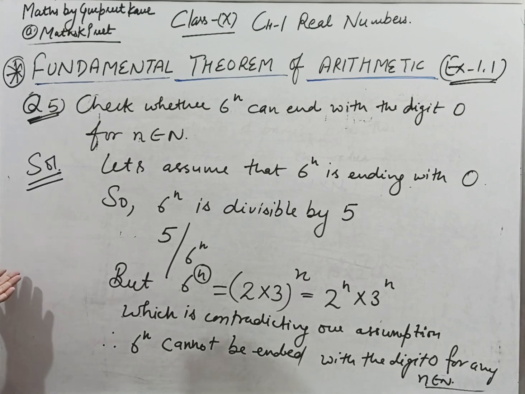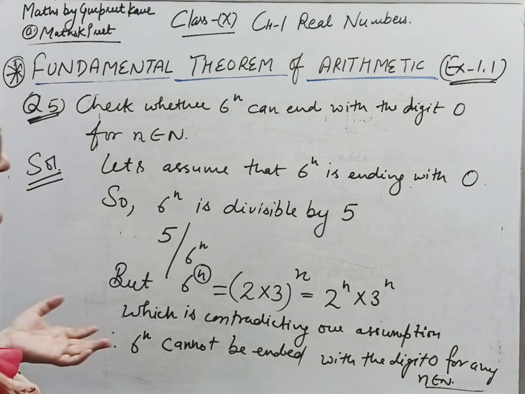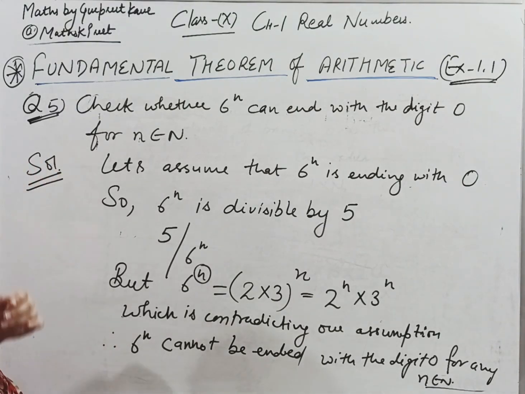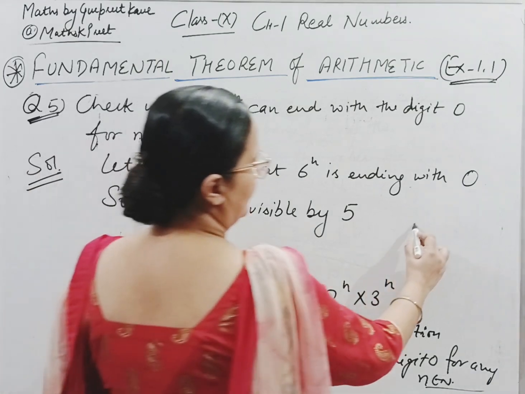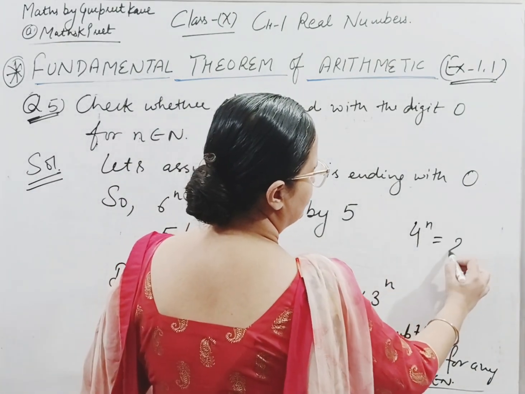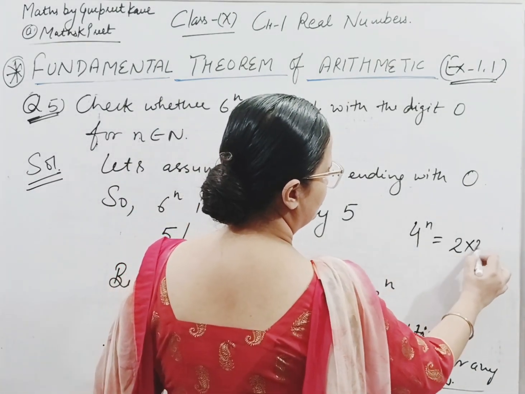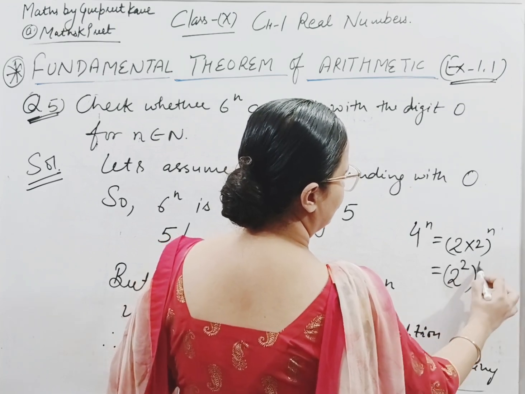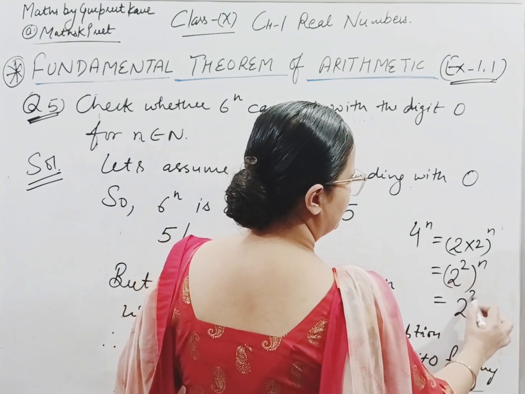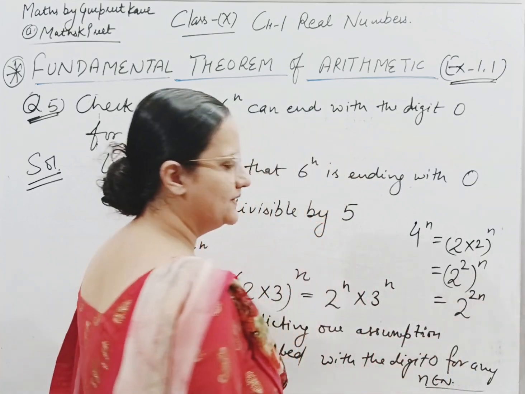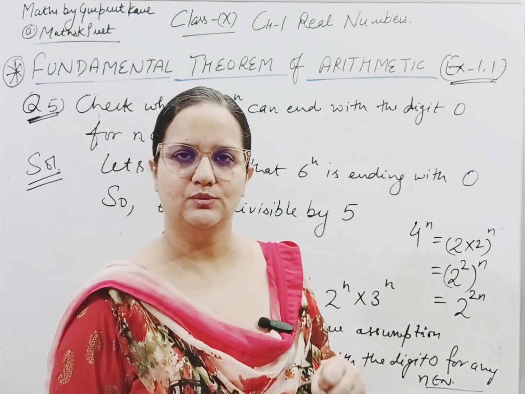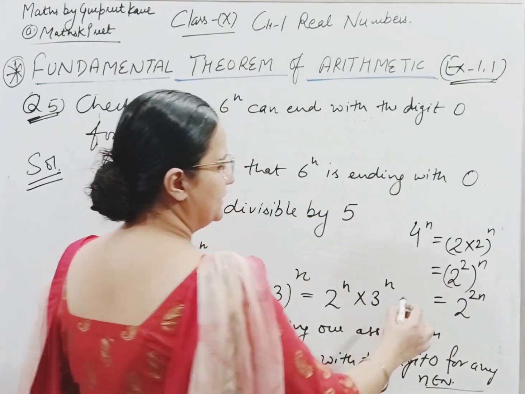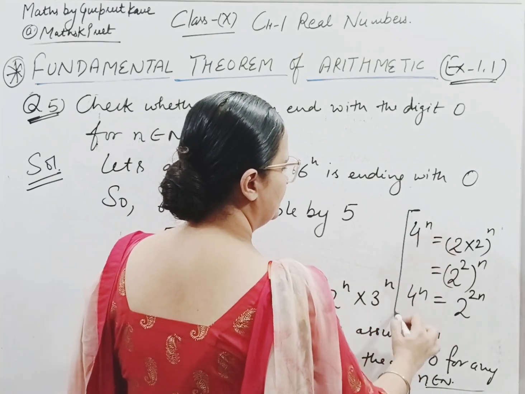So a similar example is also given in the book, that is asking us to check whether 4 raised to power n can end with the digit 0 for any natural number n. So we know that 4 raised to power n can be written as, this 4 can be written as 2 into 2, raised to power n, which is basically 2 raised to power 2, then raised to n. We can multiply these exponents. We have studied the laws of exponents in grade 9. So this 4 raised to power n can be written as 2 raised to power 2n.